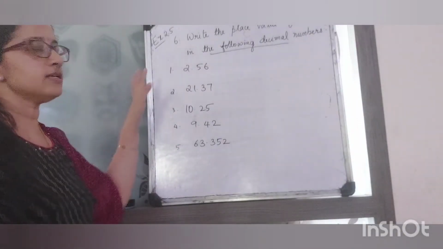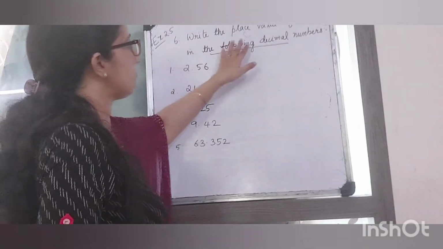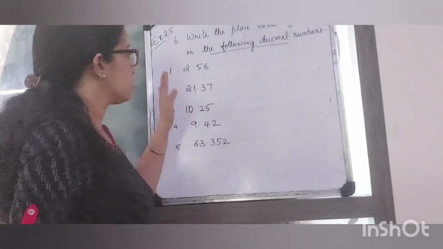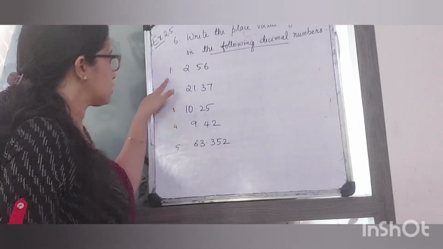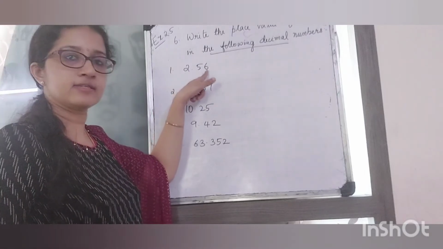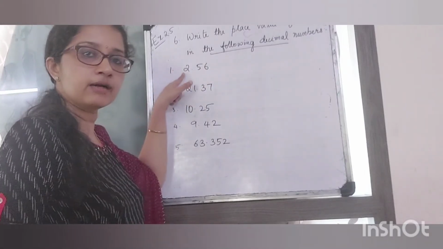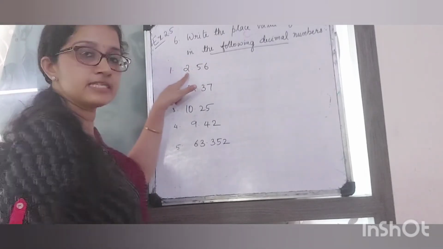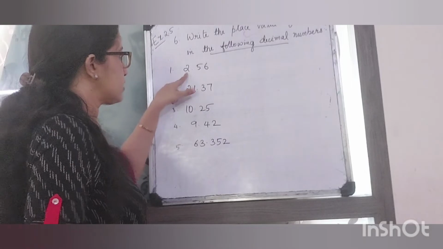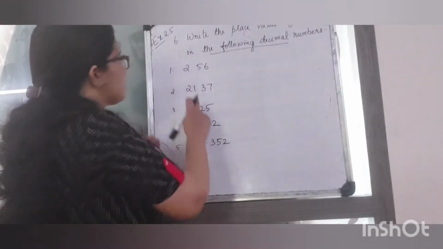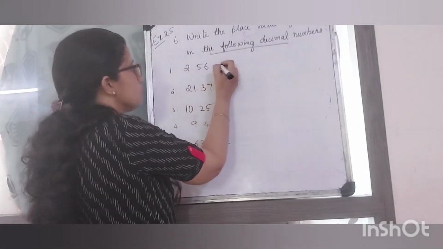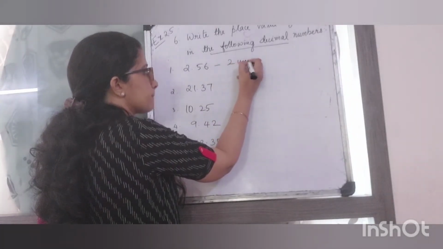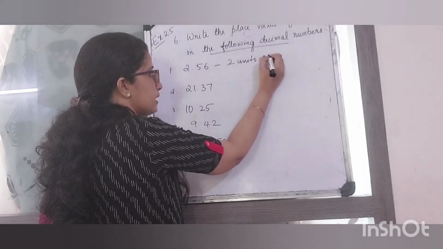So let's move on to the sixth question now, which is write the place value of 2 in the following decimal numbers, which is quite easy, right? So let's go on one by one. The first question is 2.56. Here 2 is in the decimal part or the integer part? It is in the integer part, right? It is to the left hand side of the decimal point. So what is the place value of this 2? 2 is in the units place, right? So 2 units, or you can write it as 2.